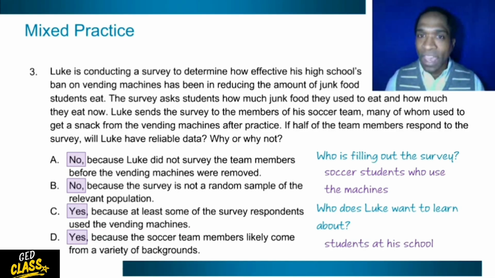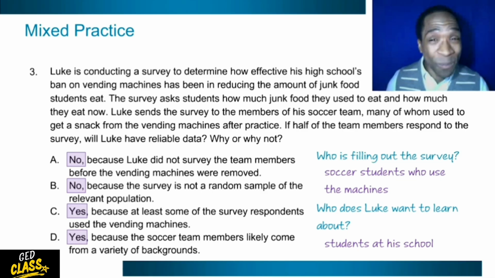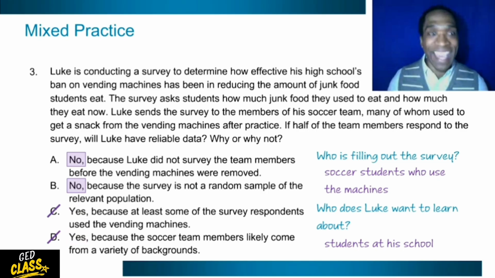So will Luke have reliable data if he surveyed only soccer students who use the machines? Well, no, that can't happen, right? I won't give it away yet. But since we know the correct broad answer is no, we can get rid of the yeses. Goodbye to C and D. Now, what's the problem with surveying only soccer students?